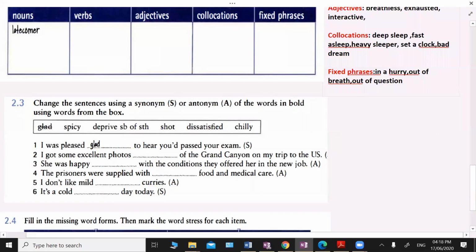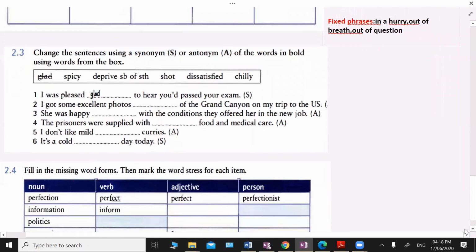Now we move on to question number 2.3. It's about synonyms and antonyms. Change the sentences using a synonym, S for synonym and A for antonym, of the words in bold. Will you explore fixed expressions again? You want me to talk more about fixed expressions? If yes, I will. Now we will look at this question about synonyms and antonyms.